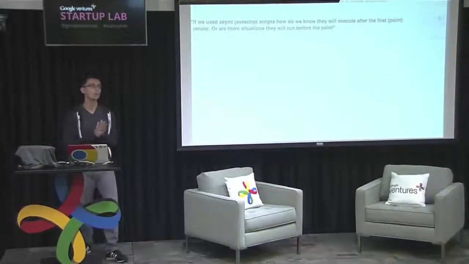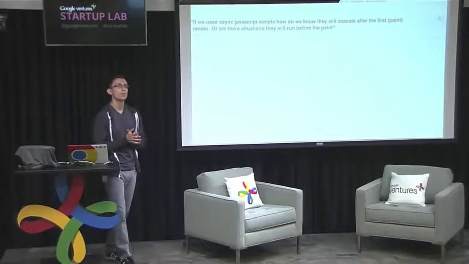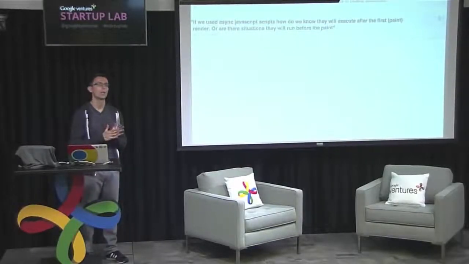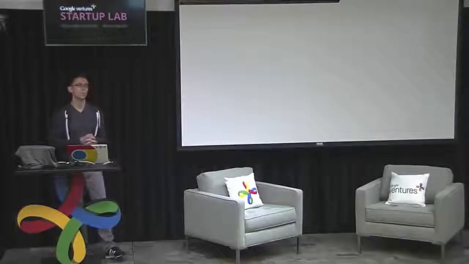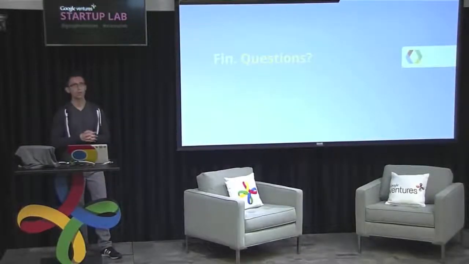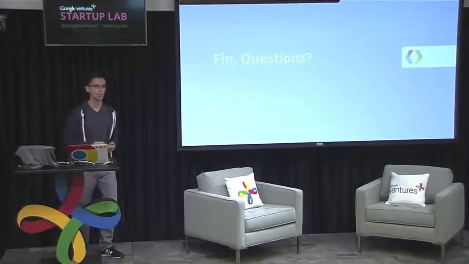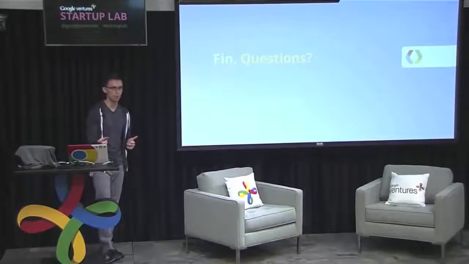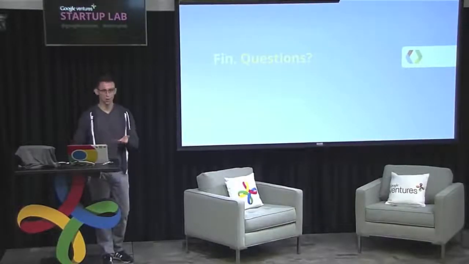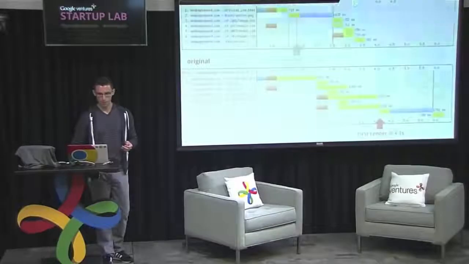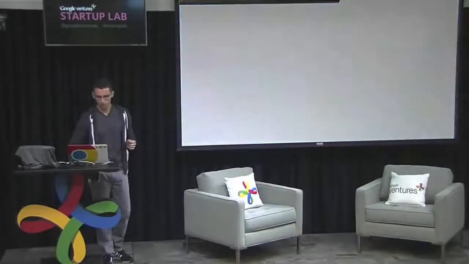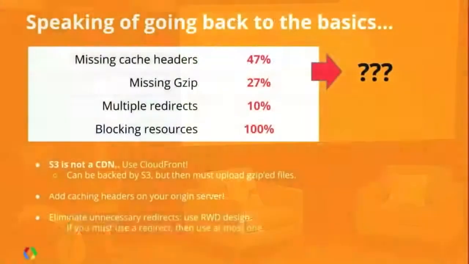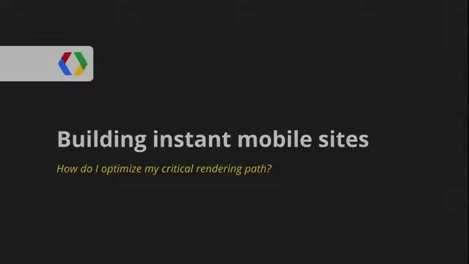And then the second question is, if we use async JavaScript scripts, how do we know they will execute after the first paint render? Or are there situations where they will run before the paint? Right, so what you want to do is make sure that we render something useful and then load the rest after. So how do you load it after? The simplest way is to register a function as the onload event on your page, and as part of that onload event, you do other things. In fact, if I go back, I don't know if they'll be able to see this, but that is the exact pattern that I used in the example. In the onload event, I load other files.